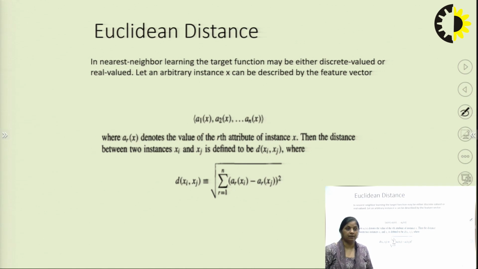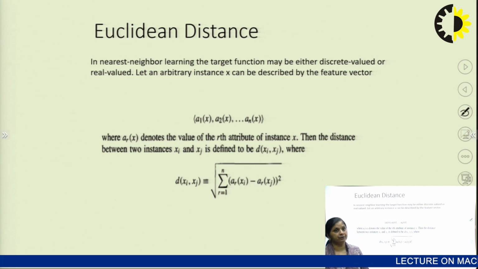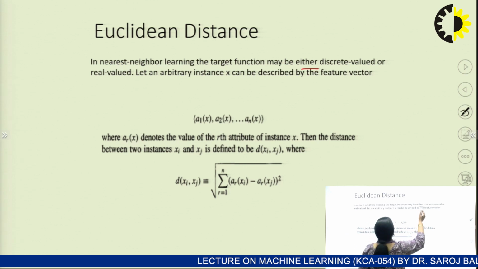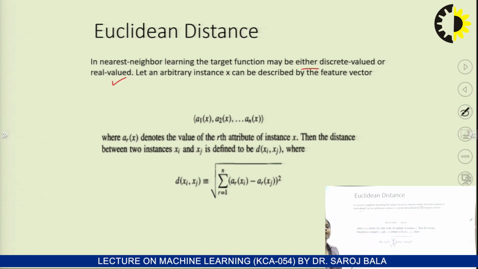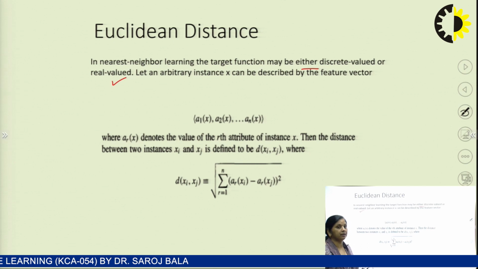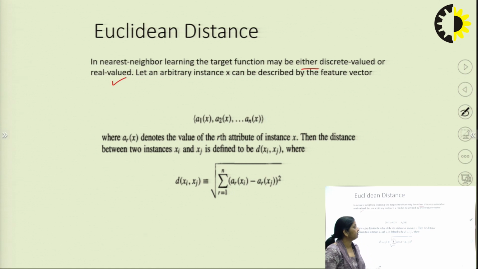Now, starting with the KNN method, what is the nearest neighbor algorithm? Before that, let us discuss the concept of Euclidean distance. In nearest neighbor learning, the target function may be either discrete valued or real valued, as we have seen on the previous slide. For real valued output, we take the average of the neighbors, and it can be a discrete value, that is, the classification. In case of classification, we see how many belong to which class, and we take the majority class vote as the classification.